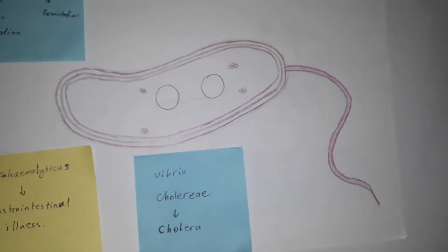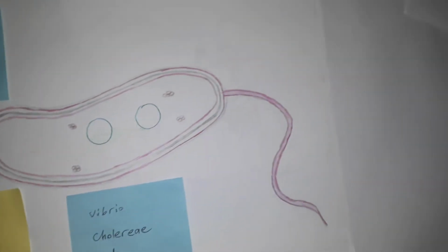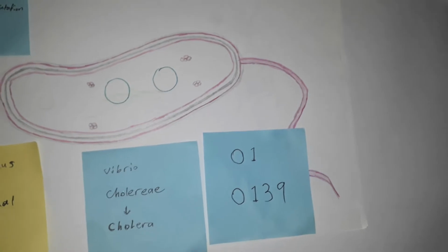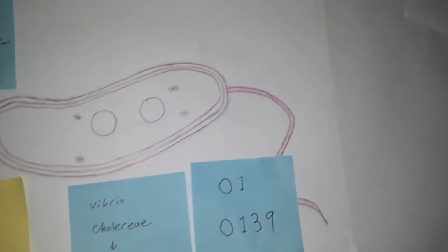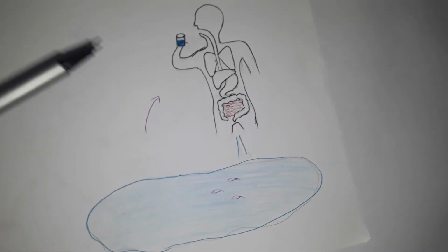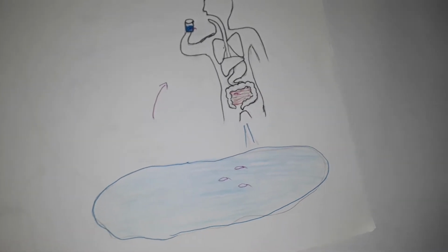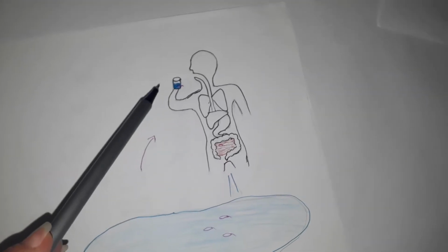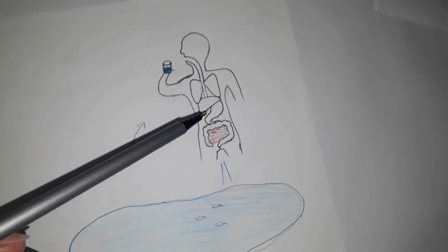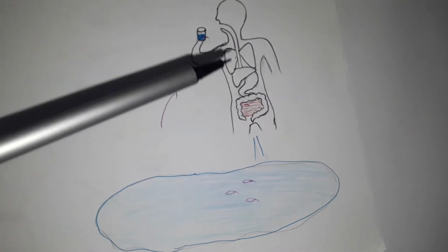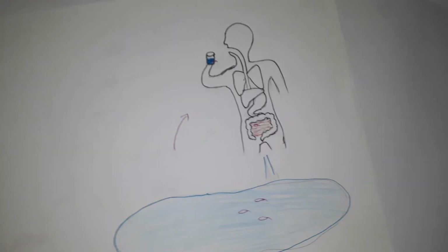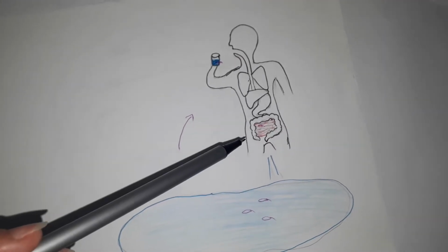Not all types of Vibrio cholerae are pathogenic, but there are two pathogenic types that are called O1 and O139. Now, Vibrio cholerae is transferred to humans through drinking water that is contaminated with this bacteria. When a person drinks water contaminated with the bacteria, it will go down to the stomach. In the stomach, acidity is usually enough to kill this bacteria, but a lot of the times this bacteria escapes and goes to the intestine.